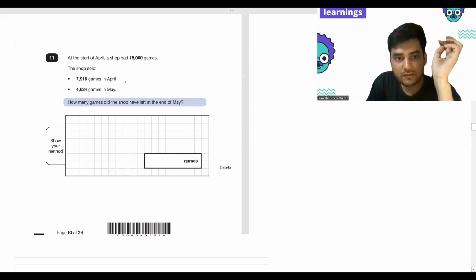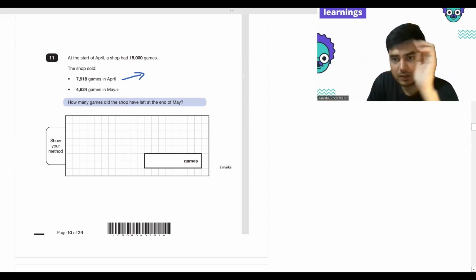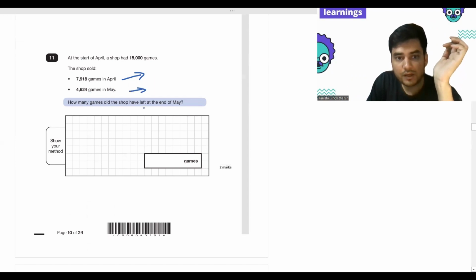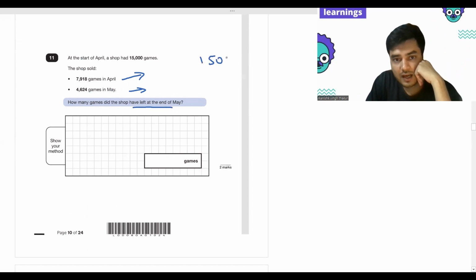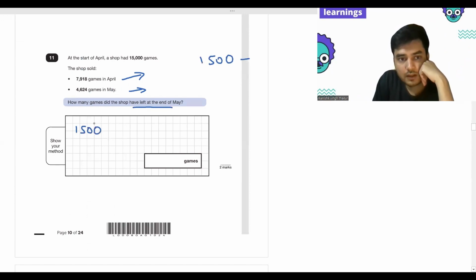At the start of April, a shop had 15,000 games. The shop sold 7,918 games in April, and 4,624 games in May. How many games did the shop have left at the end of May? It had 15,000 in total, isn't it? Okay, right. Now, how much did it sell? 7,918 and 4,624. This much it sold.